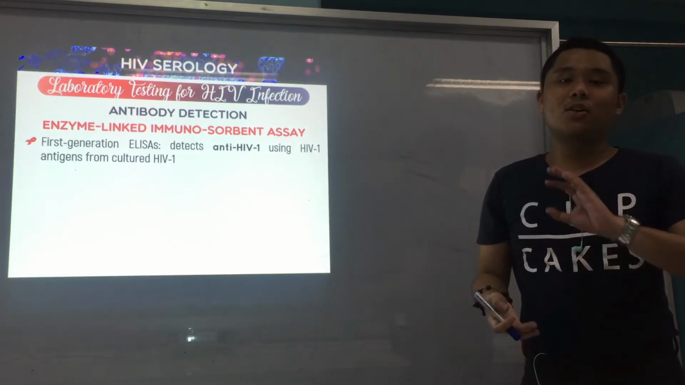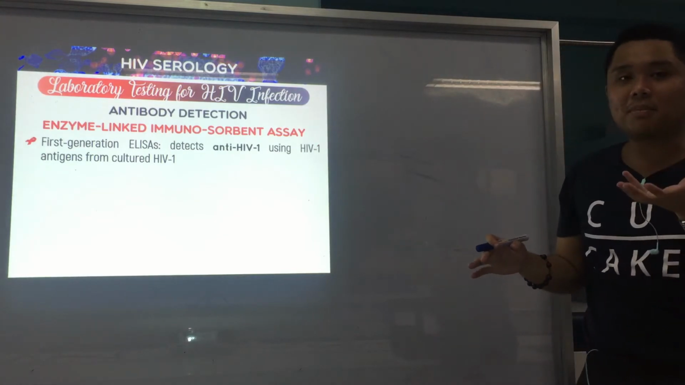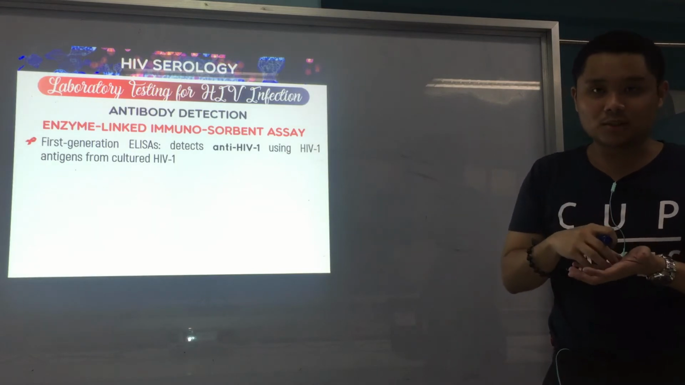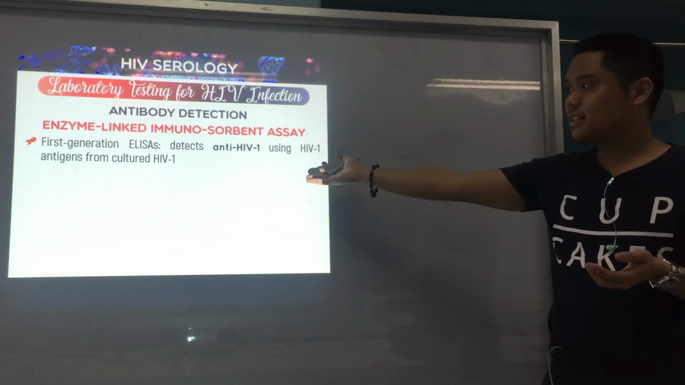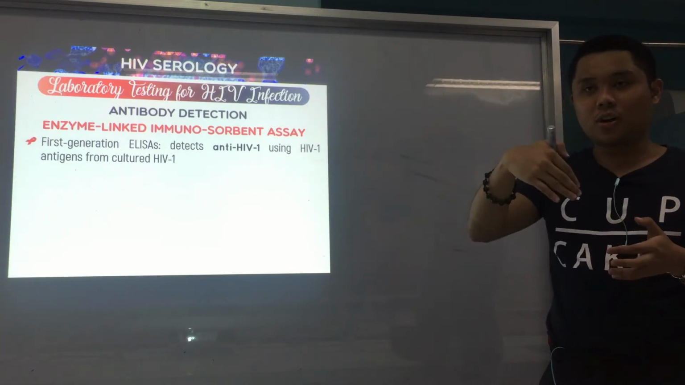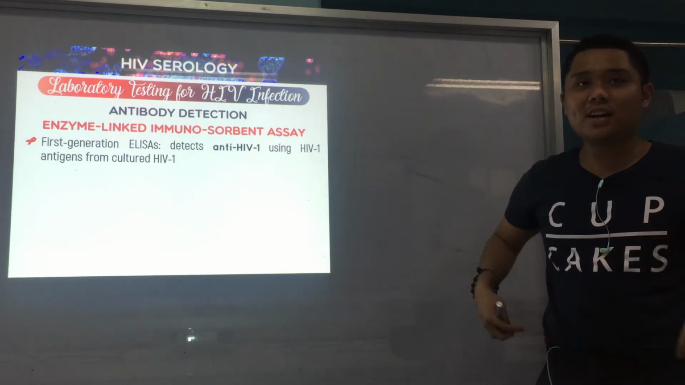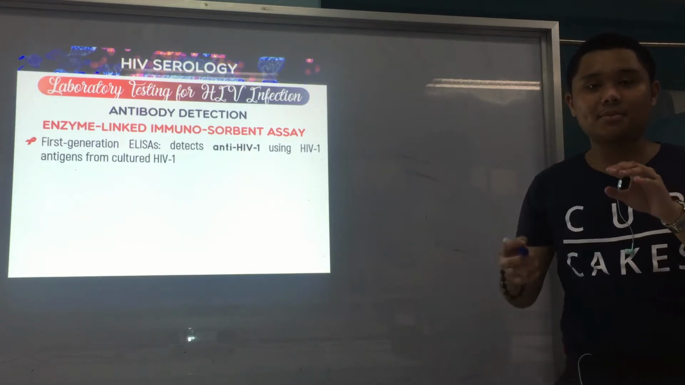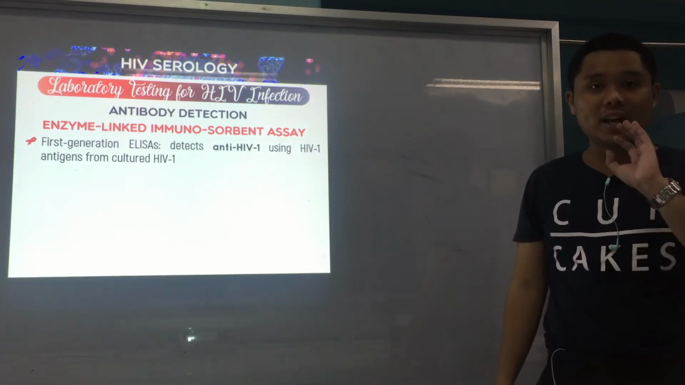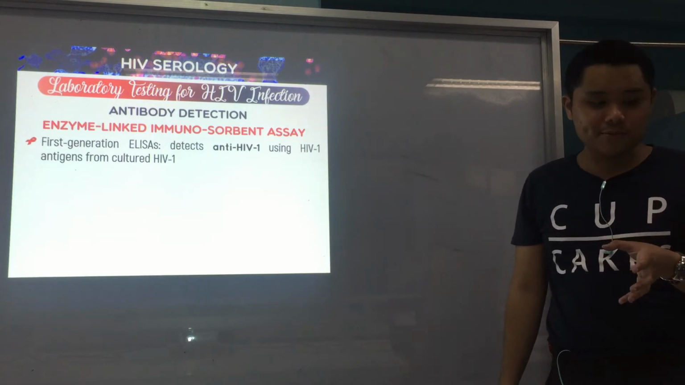First generation ELISAs, you only detect anti-HIV-1 using HIV-1 antigen. So in your test medium or in the test tube, you have physically adsorbed HIV-1 antigens. Okay? And then you add the serum which contains anti-HIV-1, and then they react, and then after washing, you add your substrate to the enzyme, and then you get a color reaction if the enzyme label is bound to the antigen-antibody complex. So first gen, only anti-HIV-1 antibodies are detected.